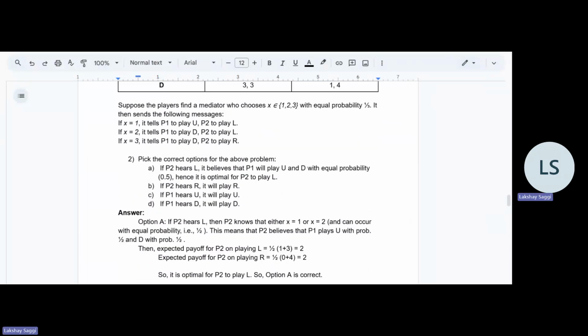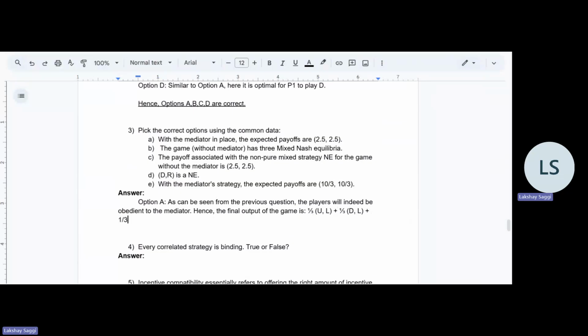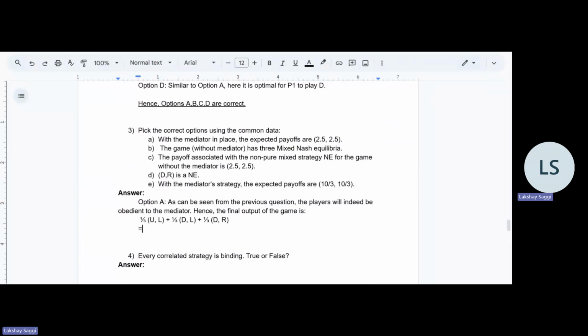So I'm just writing the output in terms of strategy. So 1 by 3 times (u, l), 1 by 3 times (d, l), 1 by 3 times (d, r). And what this means is just all these three states occur with probabilities 1 by 3, 1 by 3, 1 by 3. So, and what does this imply?